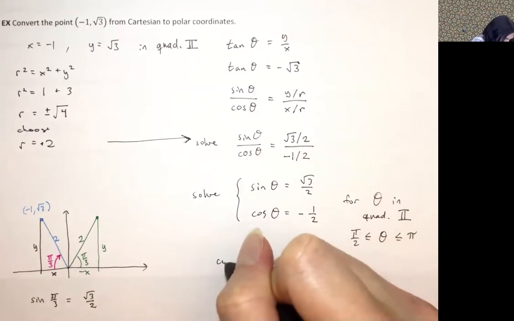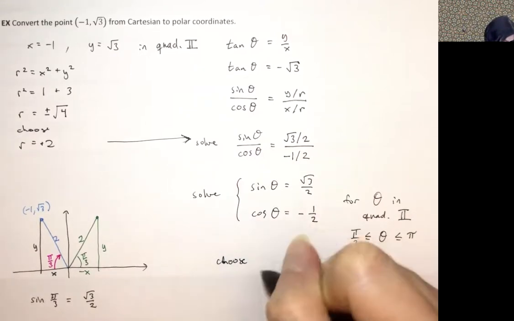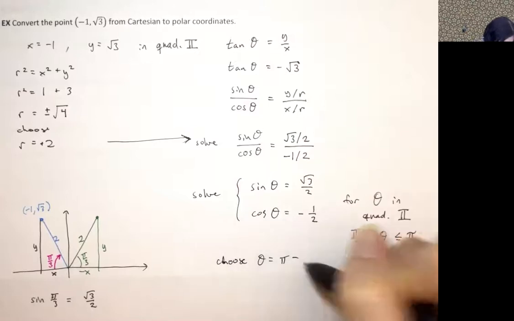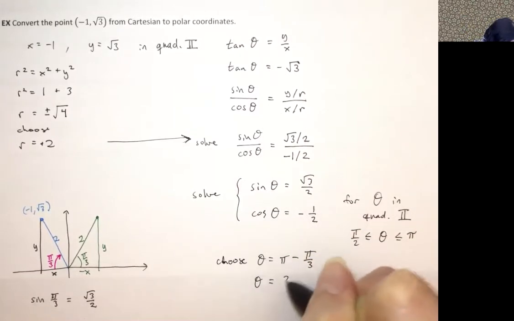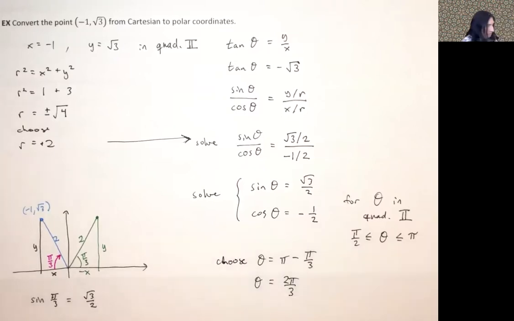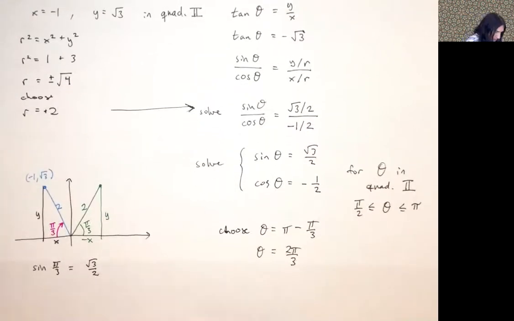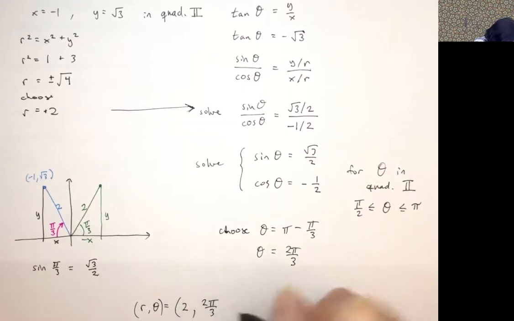So we'll choose theta equal to pi minus pi over 3, or theta equal to 2 pi over 3. Okay, and so we get our description. (r, theta) describes the same point if we use r equal to 2 and theta equal to 2 pi over 3.